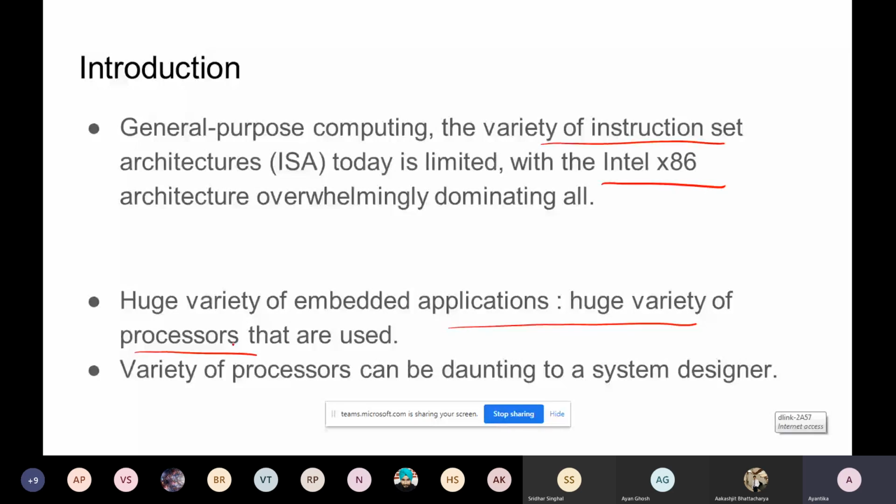Otherwise, a variety of processors can be daunting to a system designer, because when you have some specification and you have done your modeling, now you have to map it to come to the design part. You should have the knowledge about the different types of processors. Otherwise, you will never know definitely to which processor you will map your specification.